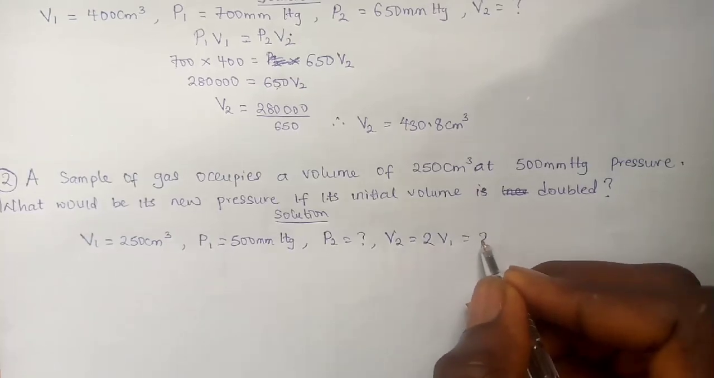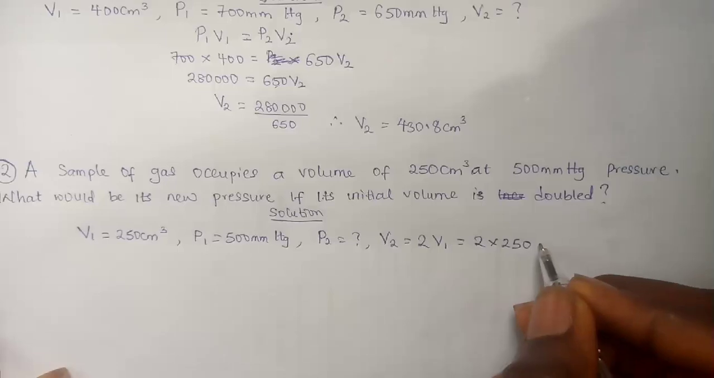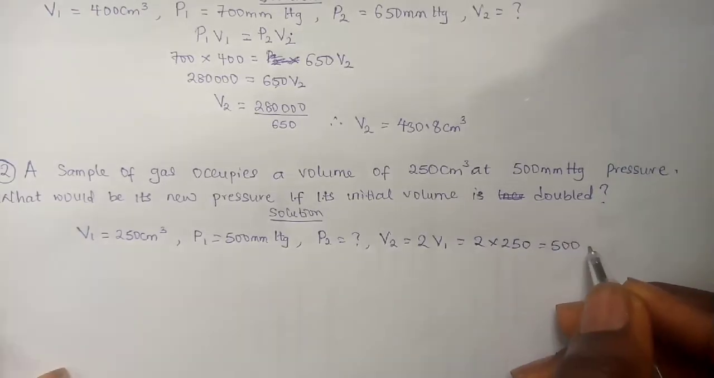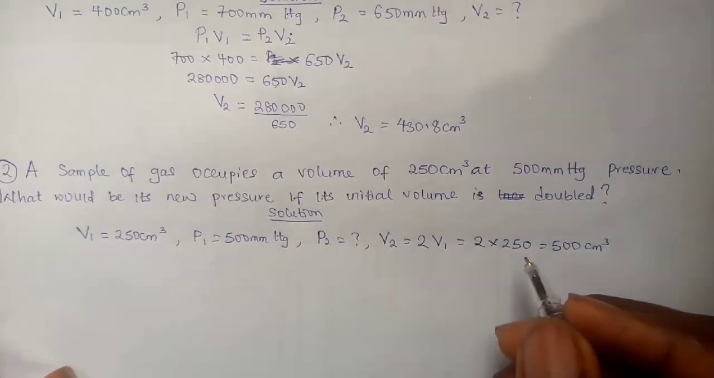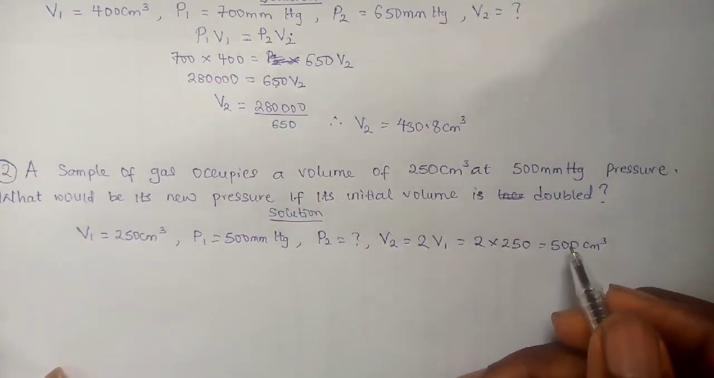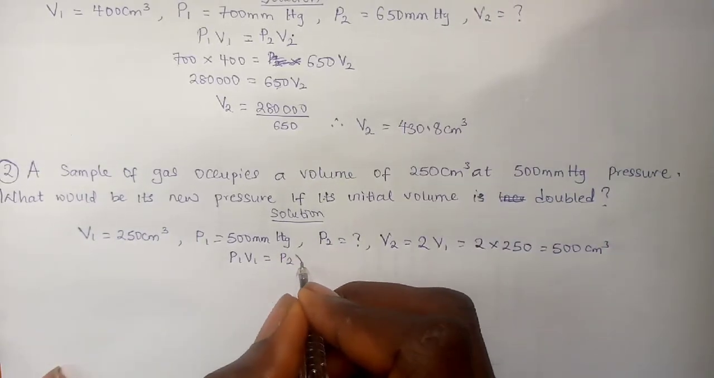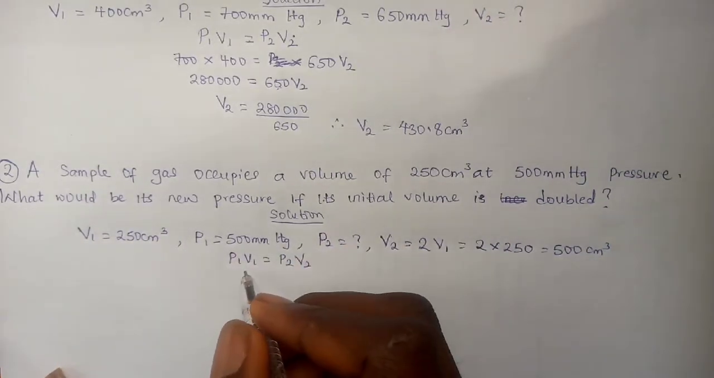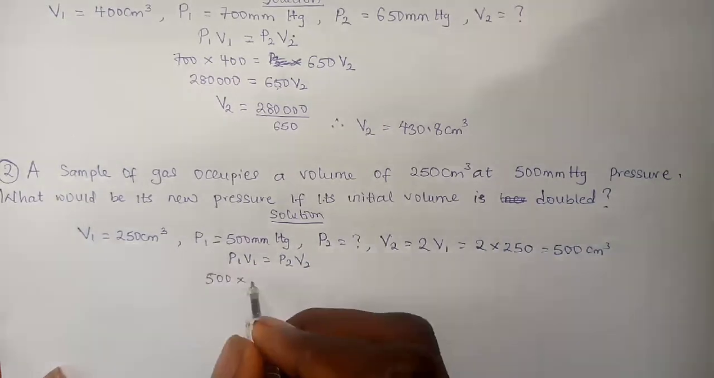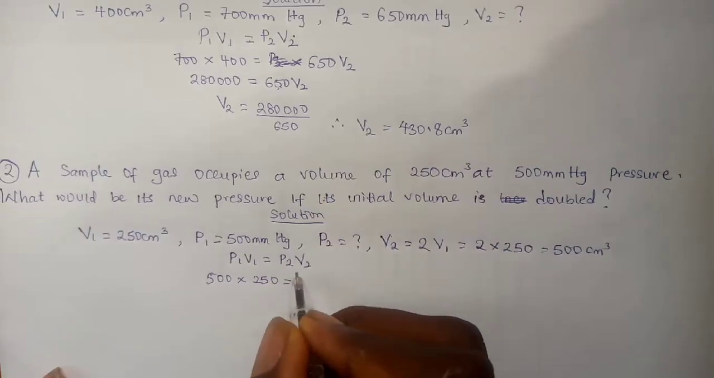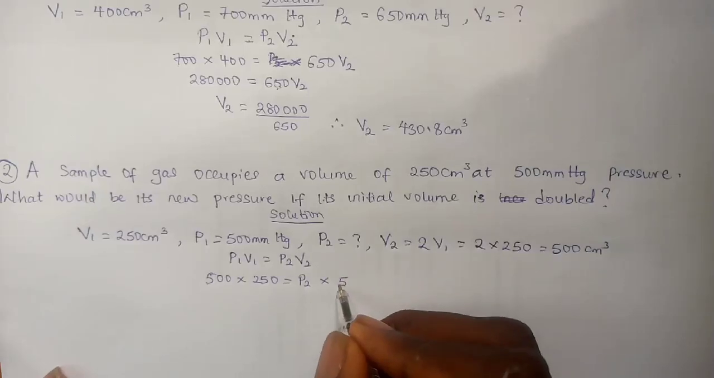And when we do that, we have 2 times the initial volume, 250, giving us 500 cm³. So the initial volume is 250 cm³, while the final volume is 500 cm³. Also from Boyle's law, substituting these values into this formula, we have P1 as 500 times V1 as 250 equals P2, which is unknown, times our V2, which is 500.